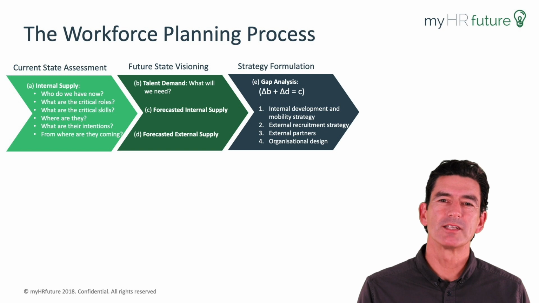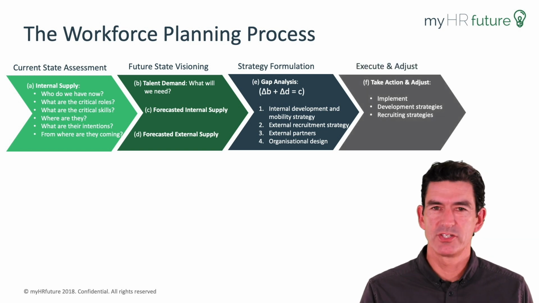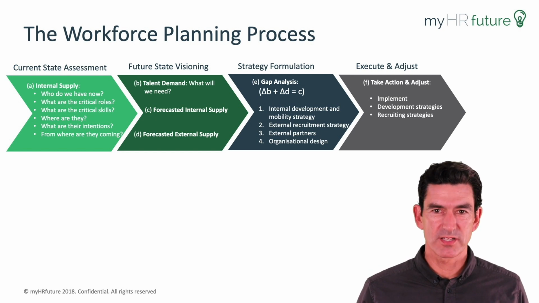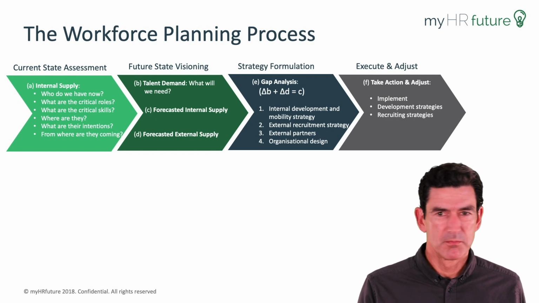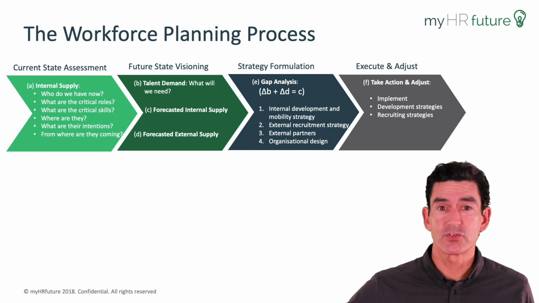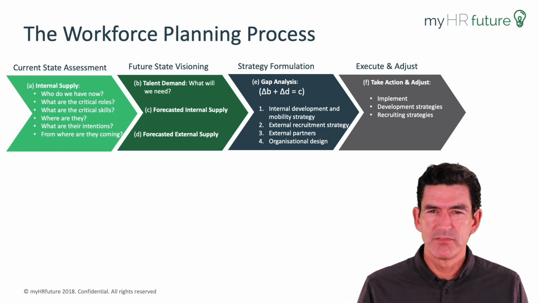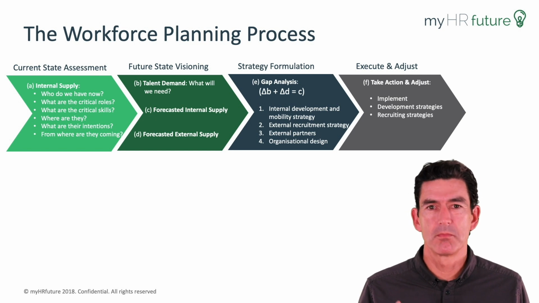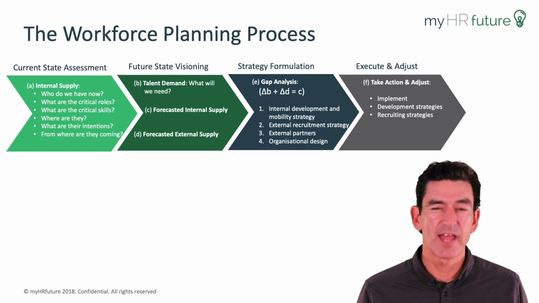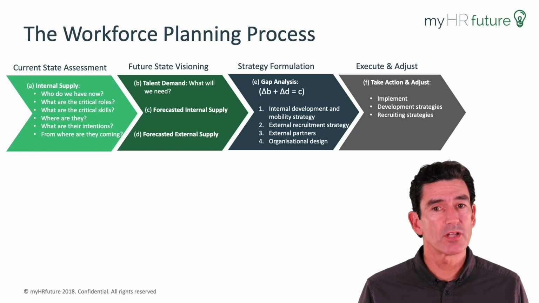The final step in the process is execute and adjust. After all, workforce planning is a fluid, ongoing process. The decisions that we make month to month, quarter to quarter are going to affect the plan downstream. As such, we have to be very conscious about how we measure, monitor, and communicate decisions in the workforce planning process. And that requires governance. And we're going to talk about that now.